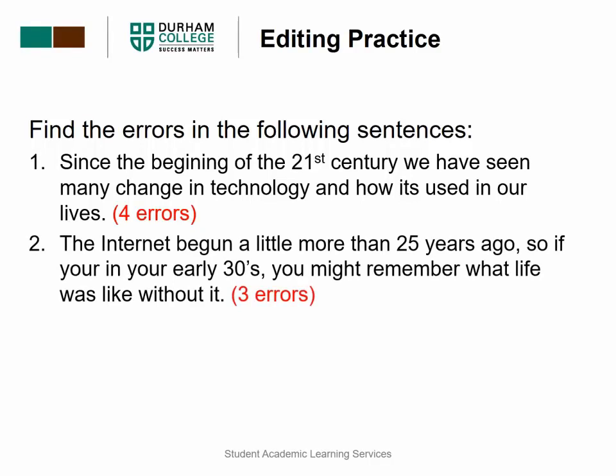Okay, for the second sentence, you'll notice probably that the word begun should be began. The internet began a little more than 25 years ago. So if you are, you could either have you are or you apostrophe RE for the contraction. In your early 30s, 30s would be spelled without the apostrophe, just number 3, number 0, and then a small s.